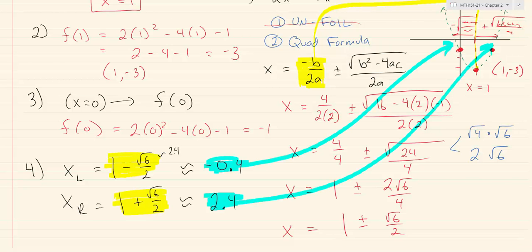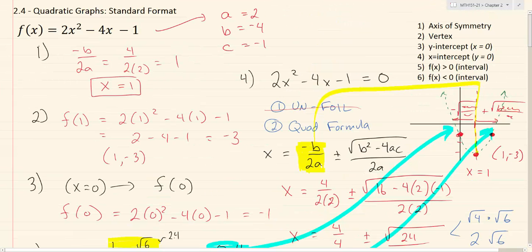All right, finally, we had 2 more things that we wanted to find out about this graph. If we go up here, number 5 and number 6. So where's this function, where's the graph greater than 0? Where does it have positive values? Well, from negative infinity up to the left-hand x-intercept, and that left-hand x-intercept was that big number down there, union with the right-hand x-intercept to infinity. Where's the function below the x-axis?